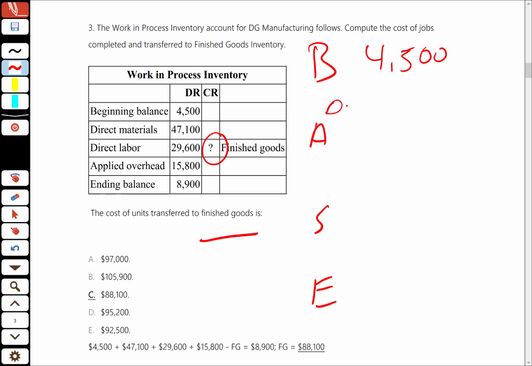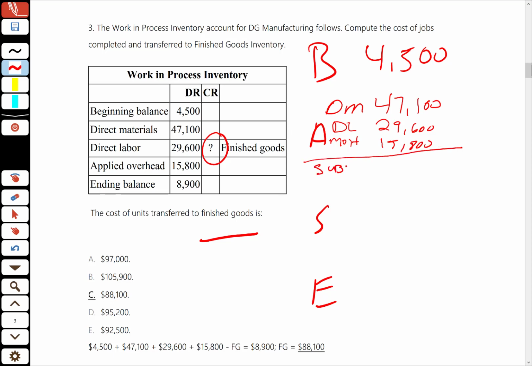Add direct material, 47,100, good. Direct labor. Okay, you going to give me a chance to write it? So direct labor is going to be what? 29,600. And the applied manufacturing overhead is what? 15,800? Okay, can I get a subtotal? 97,000 even.